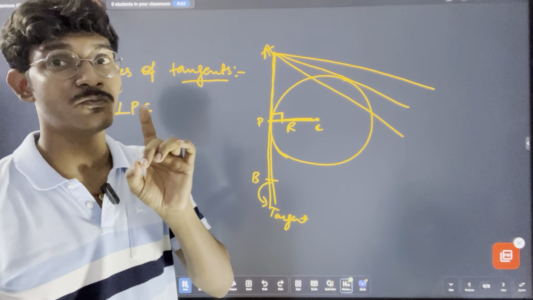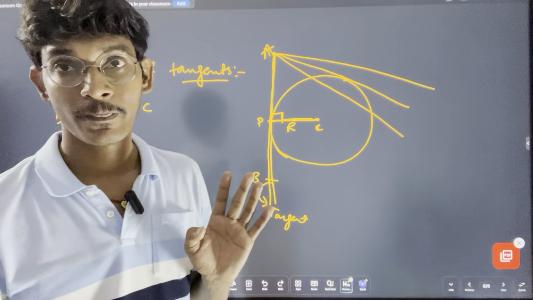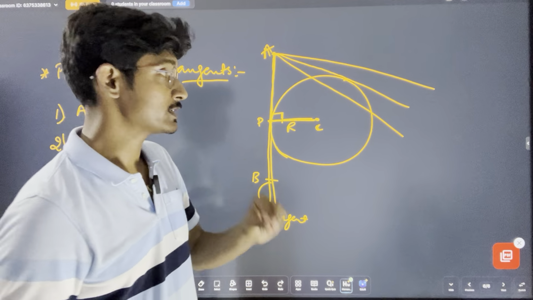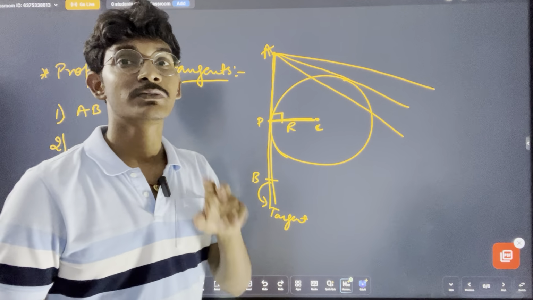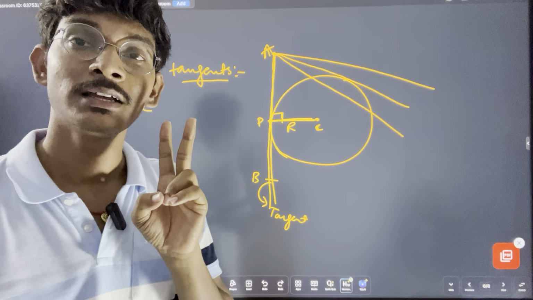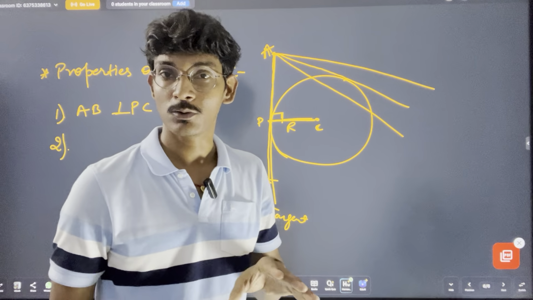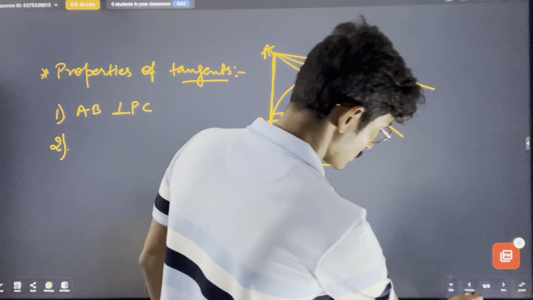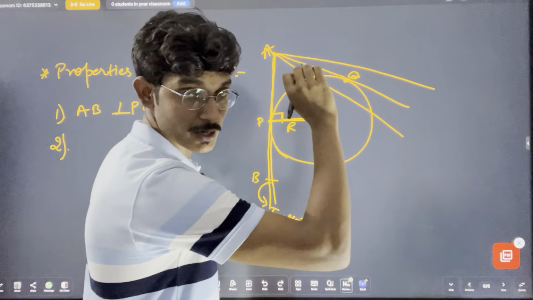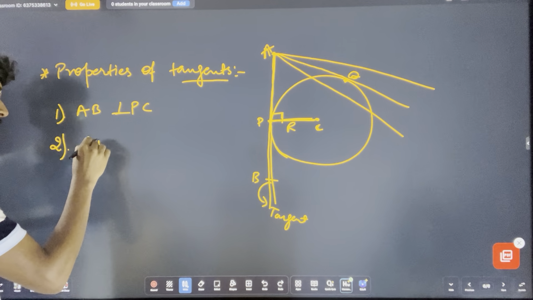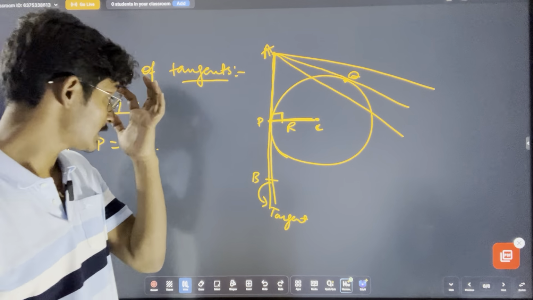It means from a fixed external point, there are only two tangents that can be drawn to the circle. Is this clear? From any external point, only and only two tangents can be drawn, okay? And the lengths of these two tangents are equal to each other, okay? So this is the second and last point. If we name it point Q, then AP will be equal to AQ. This is the second property.